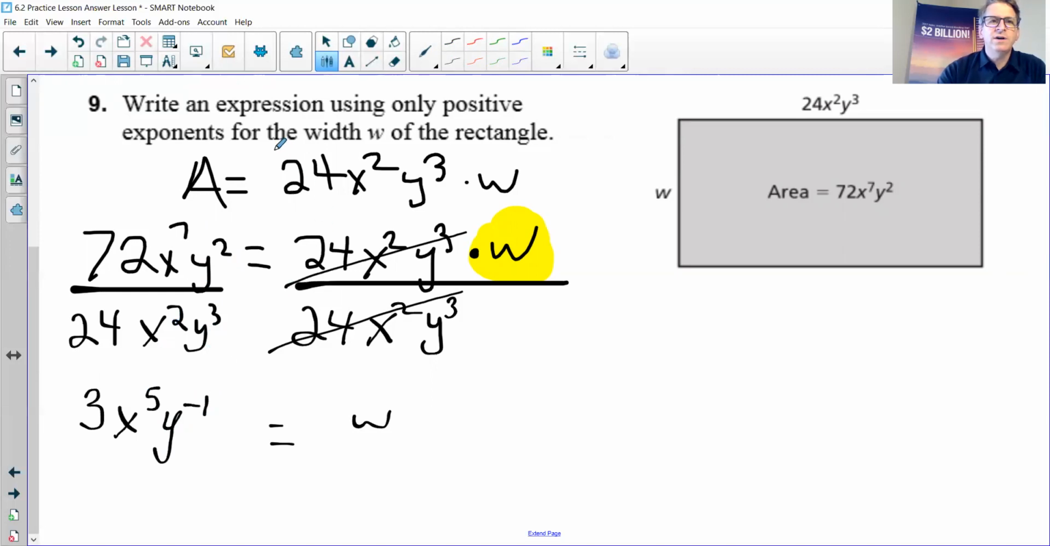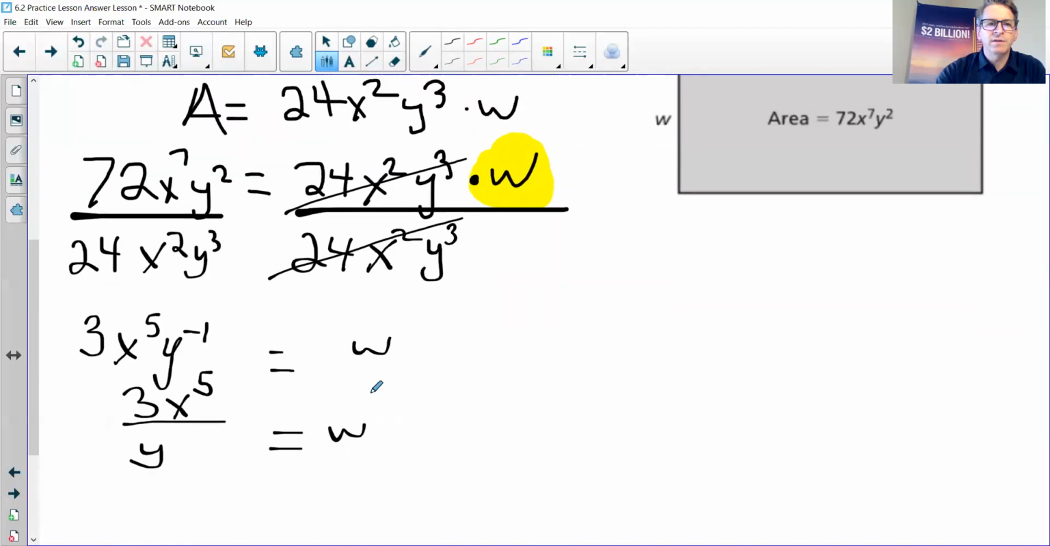Okay, we need to show it in positive exponents. So right here, this y to the -1, we're going to move that down to the denominator. 3x to the 5th divided by y. Now where do I get that 3? 72 divided by 24 is 3.